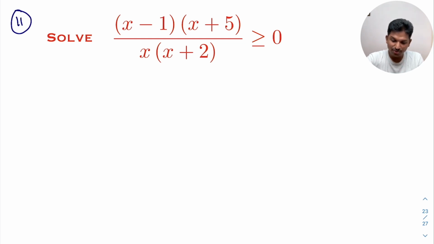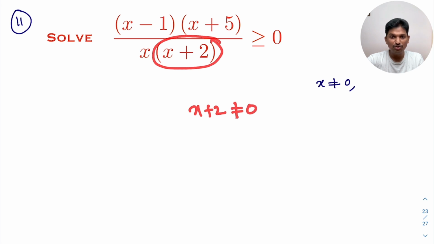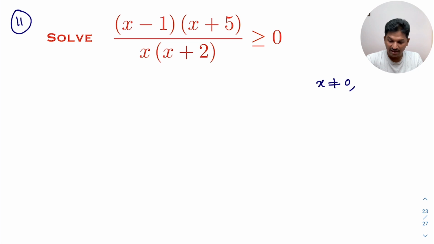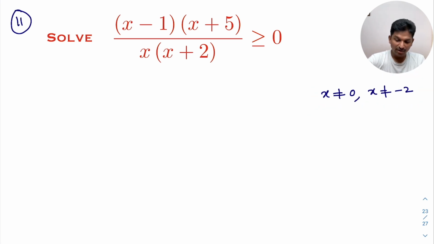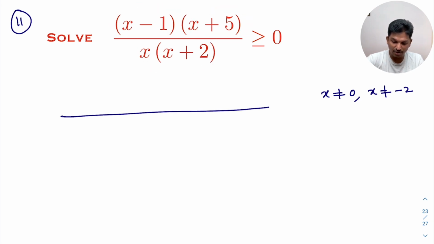That means you consider these points. In the denominator here x is there, right? This x cannot be 0. I'll keep this in my mind. X cannot be 0 and x plus 2 cannot be 0. X plus 2 not equal to 0 means x cannot be equal to minus 2. Right? I'll write that also. X cannot be 0 and x cannot be minus 2. Right. Now, as these are linear factors, you can start marking these on the number line.